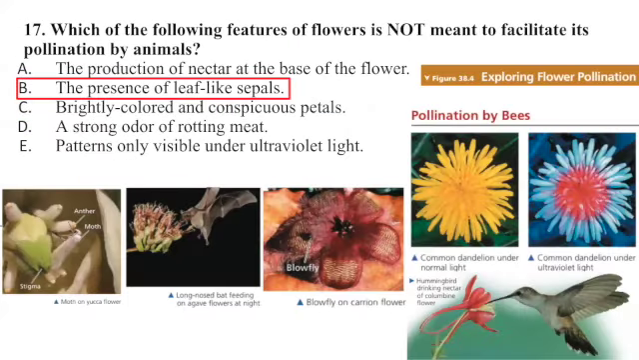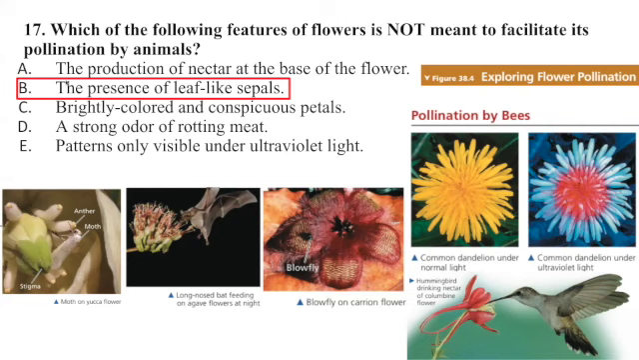17, which of the following features of flowers is not meant to facilitate its pollination by animals? So the correct answer, right, is the presence of leaf-like sepals. Sepals are normally green, which means they're pretty boring considering all the other characteristics that flowers have, right? And if we're thinking about pollination, we're thinking about attraction. We want to attract things.